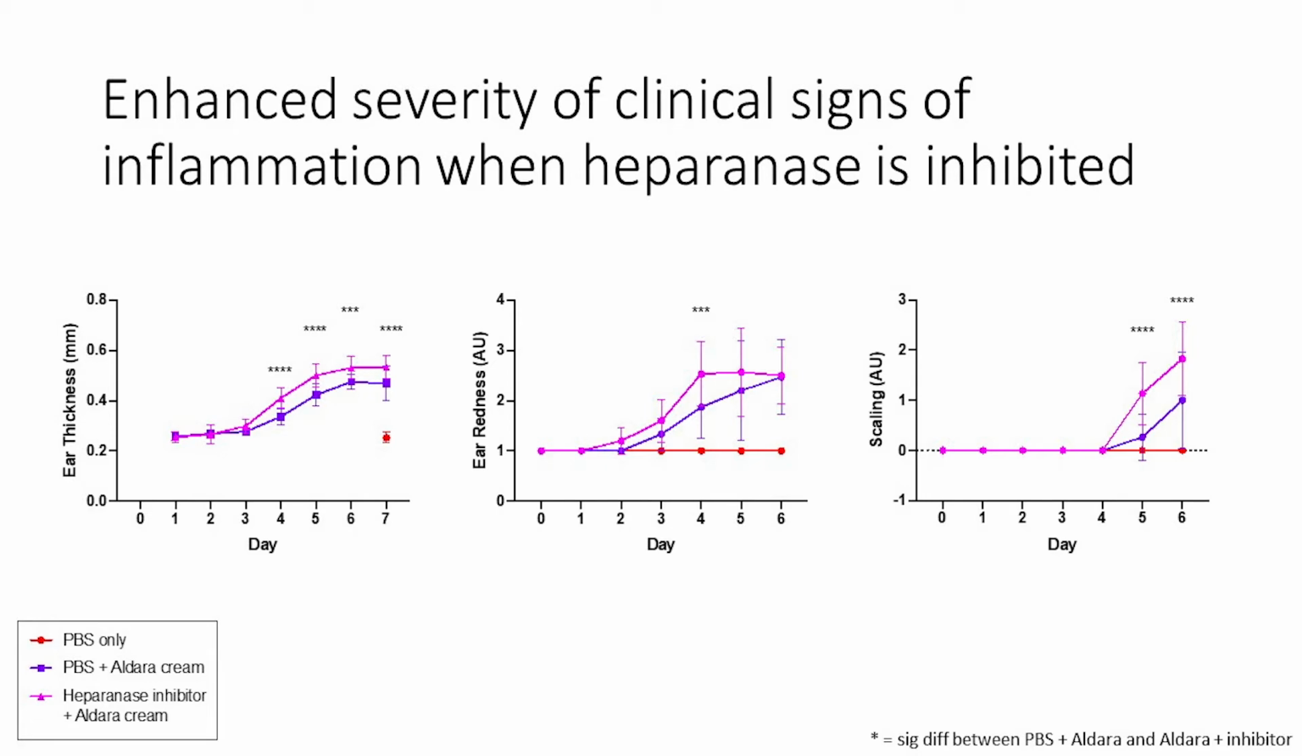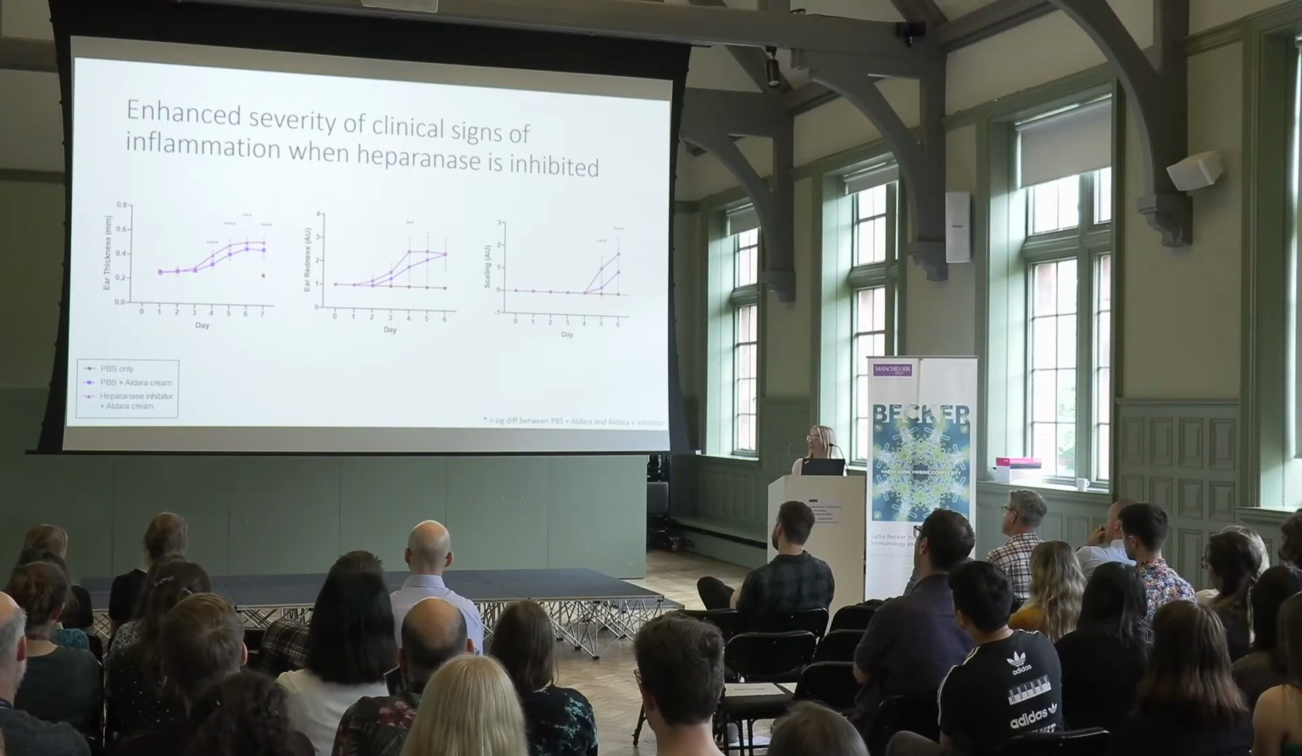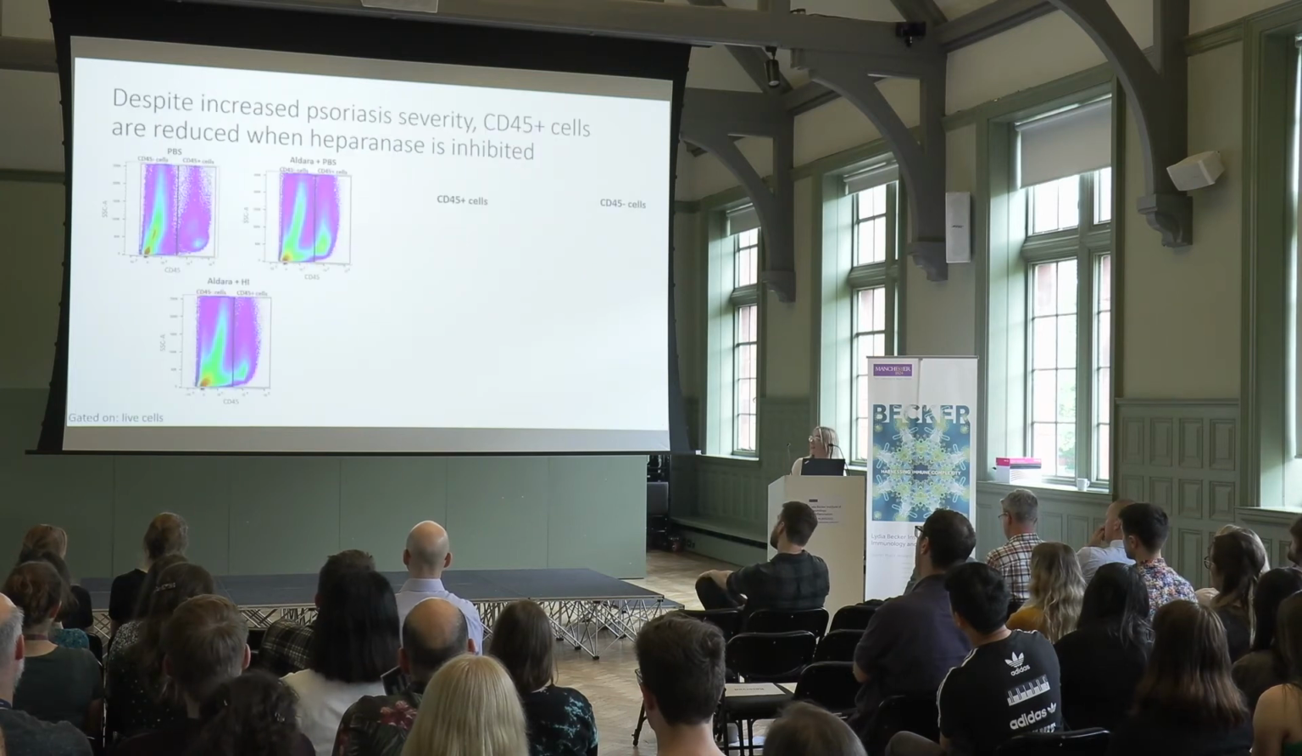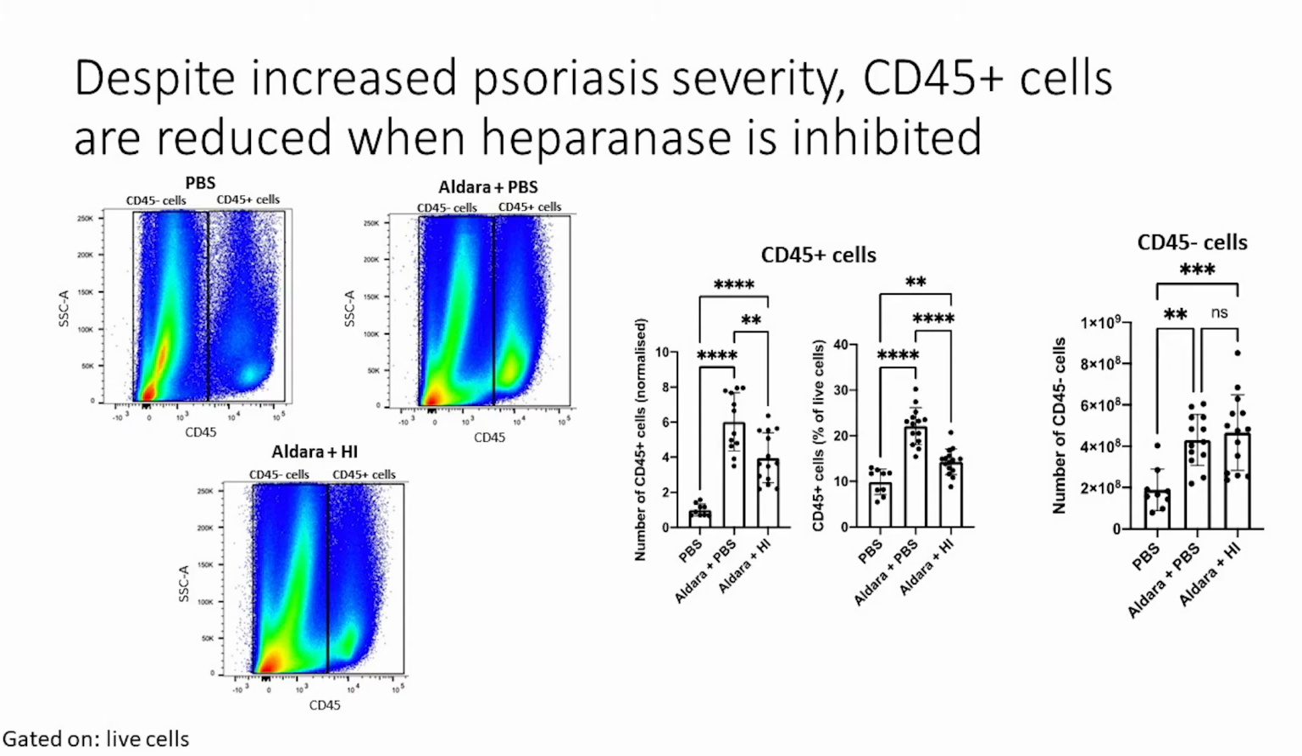So to work out a little bit what was going on here, I ran flow on the skin of these mice to see what was happening to the immune cells. And I found that actually, despite the increased psoriasis severity, the number and proportion of CD45 positive immune cells are reduced when the heparanase enzyme is inhibited compared to that Aldara and PBS control, despite the fact that the number of CD45 negative cells, so your non-immune cells, was unaffected.